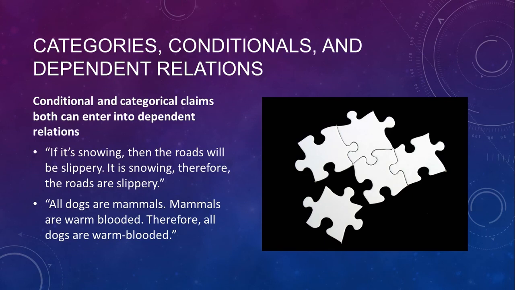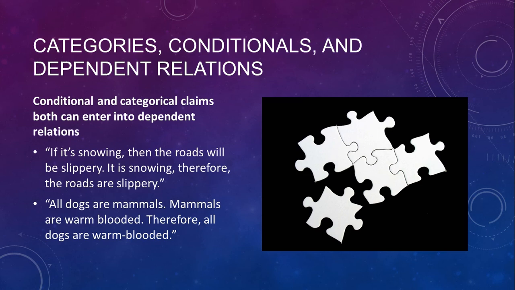Very good. Okay, so to connect this up with the argument mapping stuff, categoricals and conditionals can both enter into dependent relations, right? Those are the kind of things that are standard in dependent relations. I think there's probably a couple others that could enter into them, that are sort of logically related, but these are the big ones. These are the most common ones.